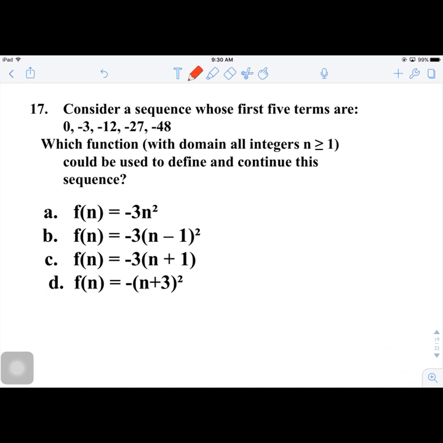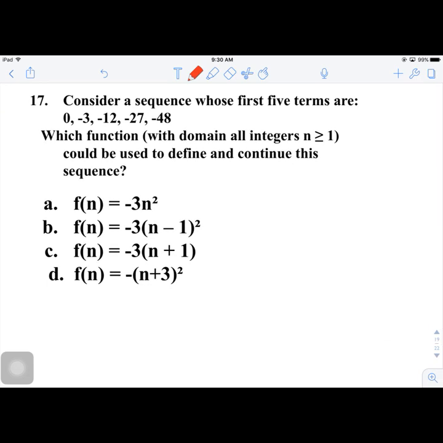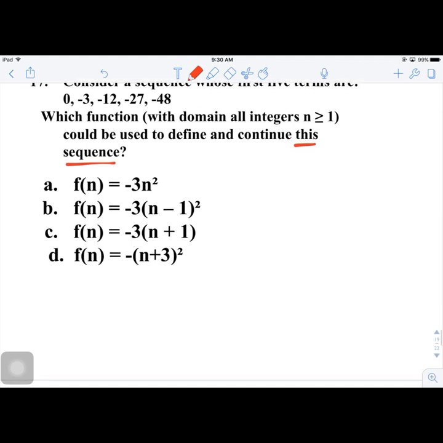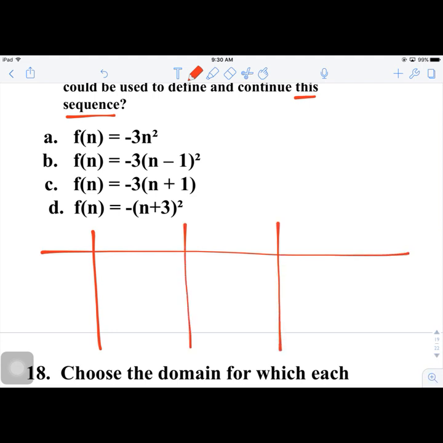Number 17. Consider a sequence whose first 5 terms are 0, -3, -12, -27, -48. Which function could be used to define and continue this sequence? Out of the 4 of them, we want to see which one is going to give us the sequence. We are probably better off just working out all 4 equations. So we will write the equations on top here.